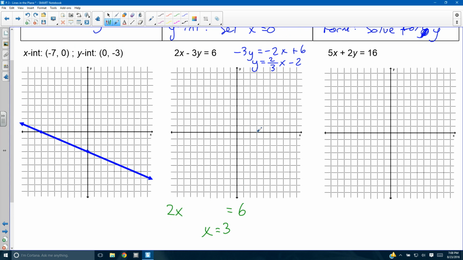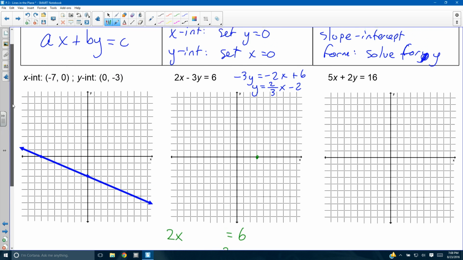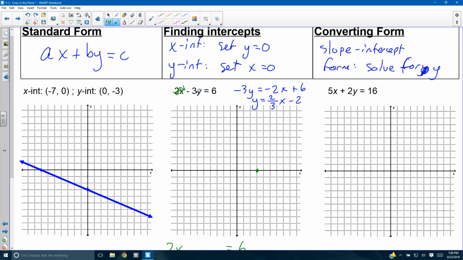So your point on this is 3, 0. That's one of your points. Your y-intercept, without me writing anything for this, set x equal to 0. -3y equals 6, divide by -3, y equals -2. So what's your point? 0, -2. And there it is.